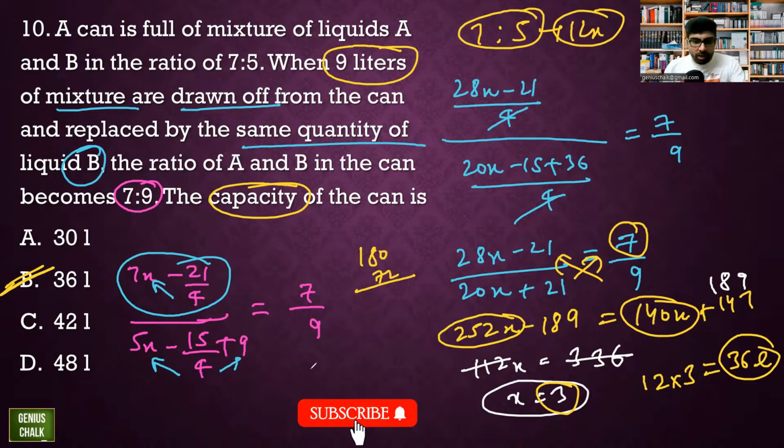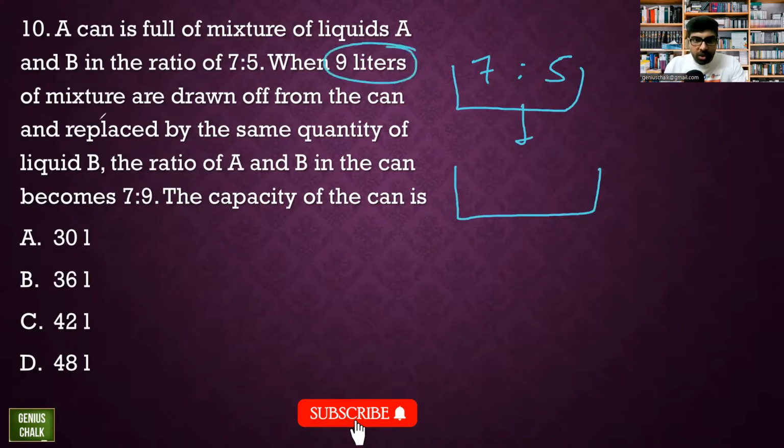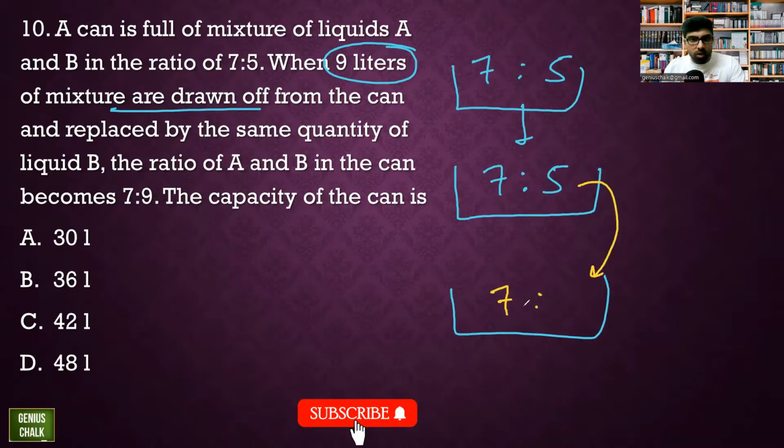Now come to the shortcut. We have got the answer as 36. Now in exam, let's make it simple. This was a traditional method. Now 7:5, you remember, the first ratio was 7:5, and as per the rule, when we take some mixture out, the ratio never gets changed. But when we add some pure thing, then the ratio gets changed to 7:9. So between this ratio and this ratio, there is only 9 liter difference, right? The ratio will remain the same for liquid A and B.